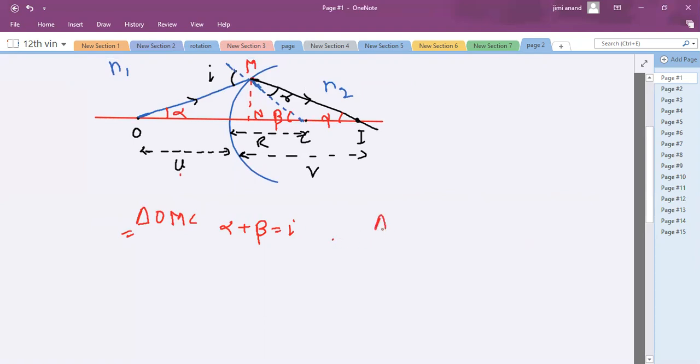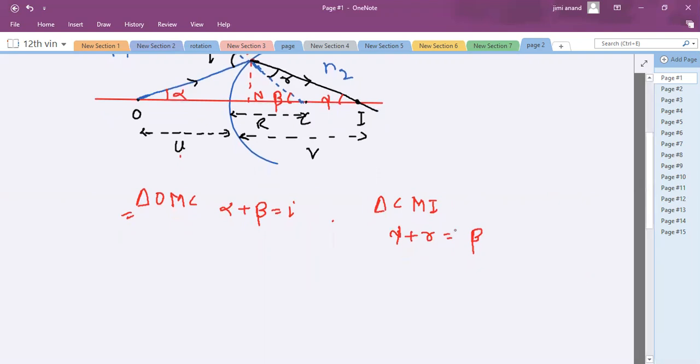Now think in triangle CMI. In triangle CMI, gamma plus r is equal to beta. So we can say beta minus gamma is equal to r. Take it as equation 1. This is equation 2.